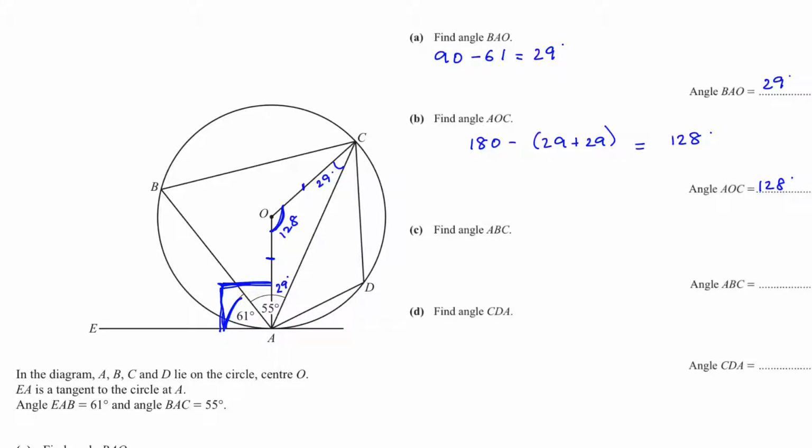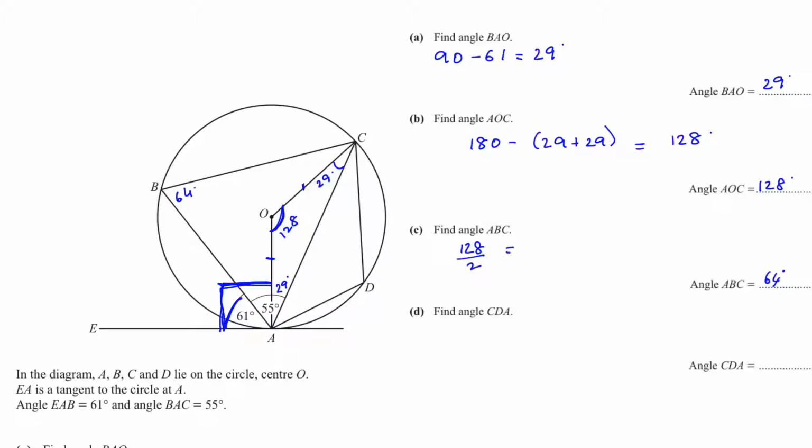Next question, find angle ABC. You need to know the rule that the angle at the center is twice the angle at the circumference. So if this is 128, this will be half of 128. 128 divided by 2 is 64. So angle ABC is 64.